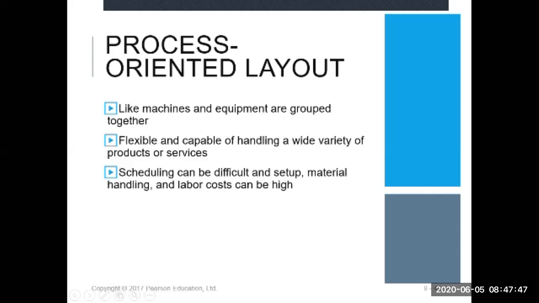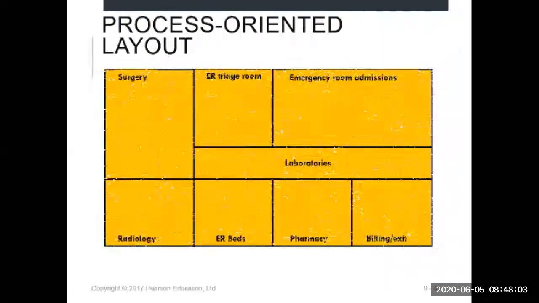Okay, so remember the process oriented layout is that you group the similar processes together. Similar processes, for example if you use machines, you group all the machines together, and all these machines will process different products. So this is an example of process oriented layout in a hospital.